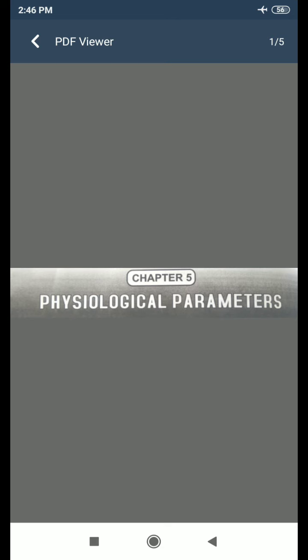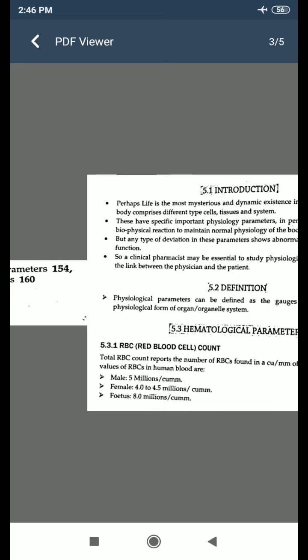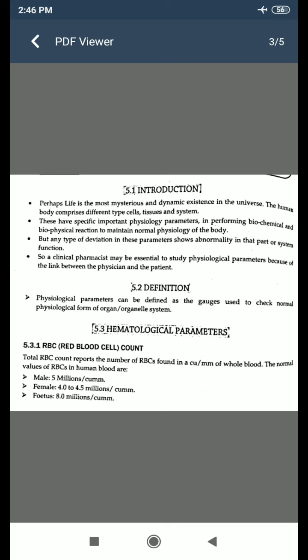And the chapter is Physiological Parameters. I will start the Physiological Parameters chapter. In this chapter, the most important points are: definition, hematological parameters, biochemical parameters, and pathoclinic parameters. Now see the first point, introduction.